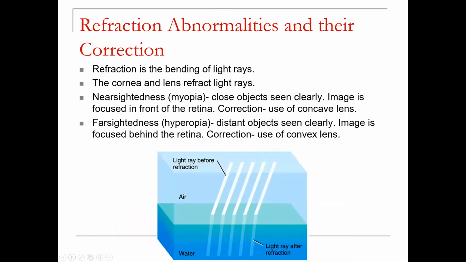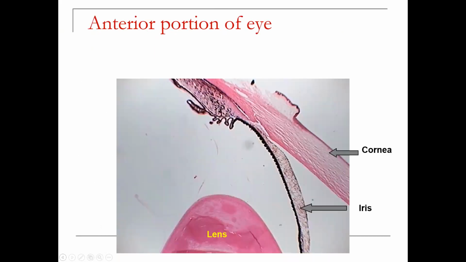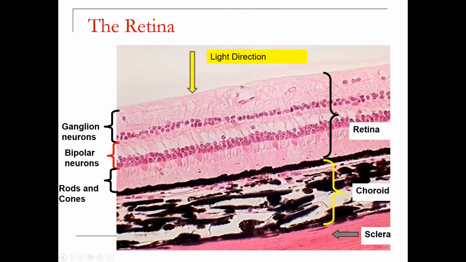Now let me go back here. I want to show you back up a couple pictures here. See what the retina looks like. There. Now see, this is the retina here. The ganglion neurons that are going to leave, these are going to form the optic nerve. There are the bipolar neurons right here, and down here are the rods and cones, and this is the choroid layer.